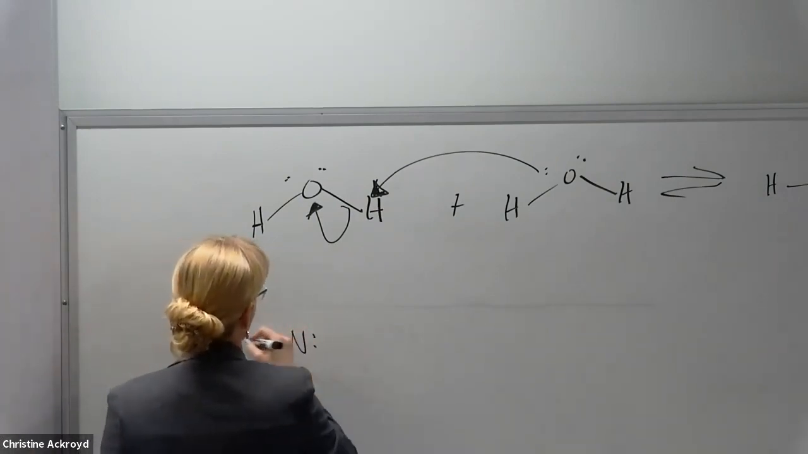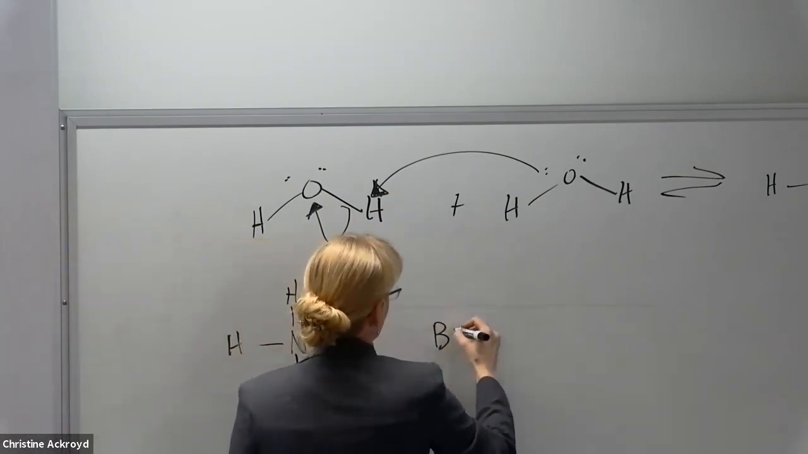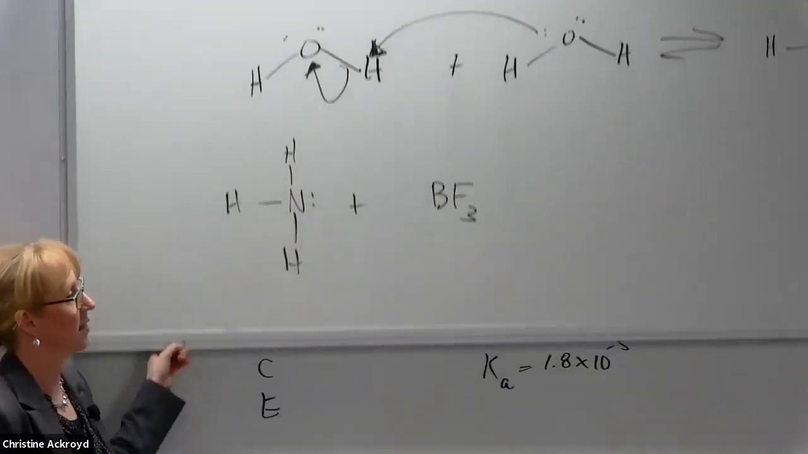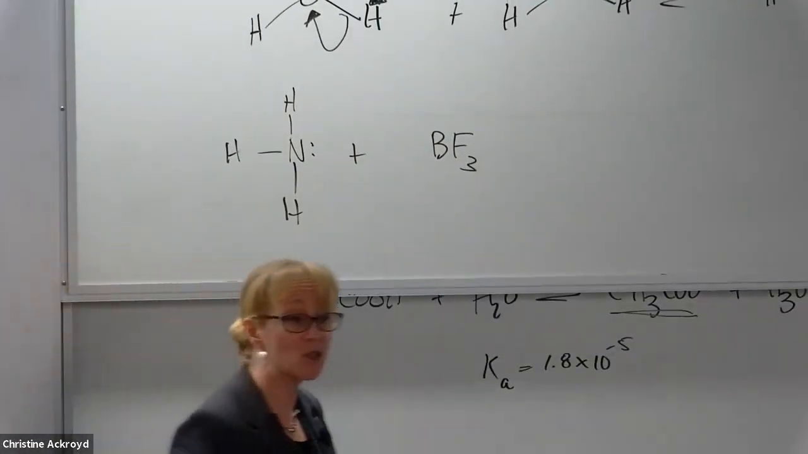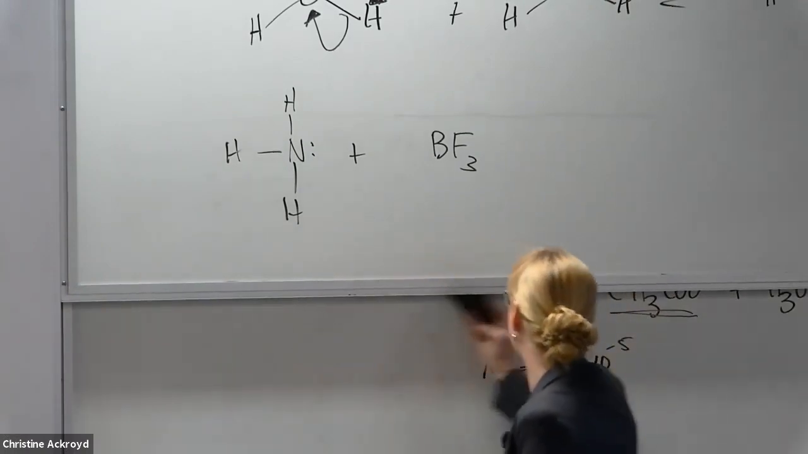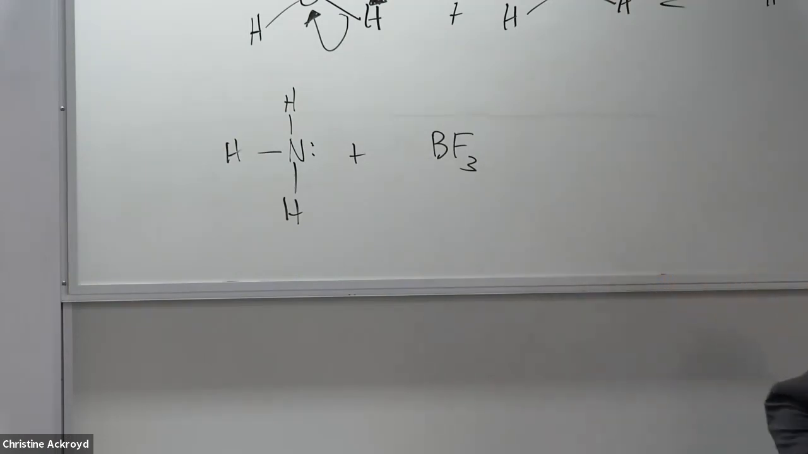Okay, how about this one? Ammonia. Yeah, great. Now in this case, in order to predict the product you have to figure out what's going to be your Lewis base and what's going to be your Lewis acid. So what is your Lewis base? The Lewis base needs lone pairs. We only have one thing with lone pairs, right? So ammonia is going to be your Lewis base, which should make BF3 your Lewis acid.